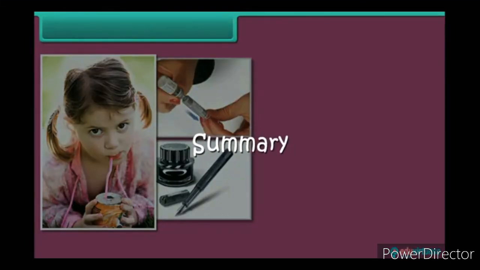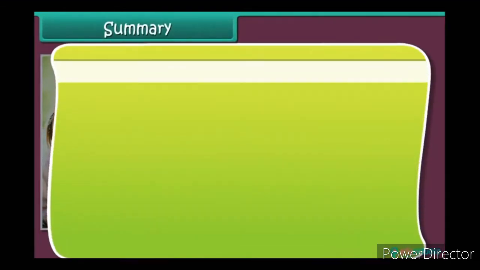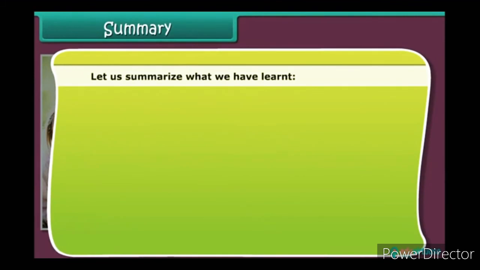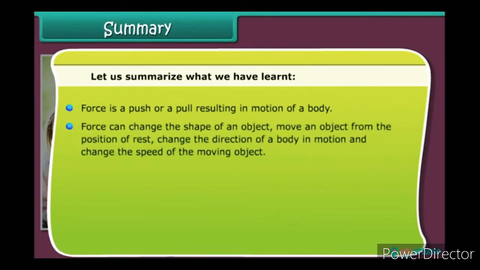Summary of this chapter, Force and Pressure. Let us summarize what we have learned. Force is a push or pull resulting in motion of a body. Force can change the shape of an object, move an object from the position of rest, change the direction of a body in motion and change the speed of the moving object.